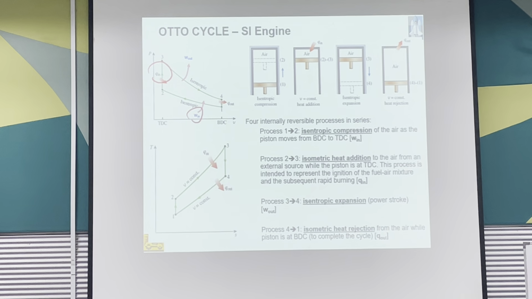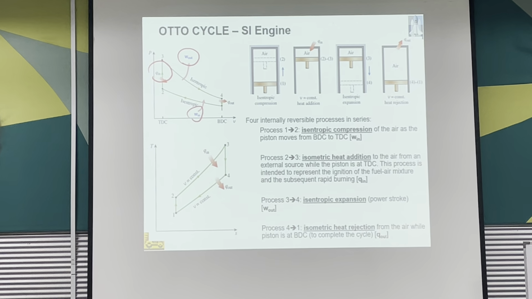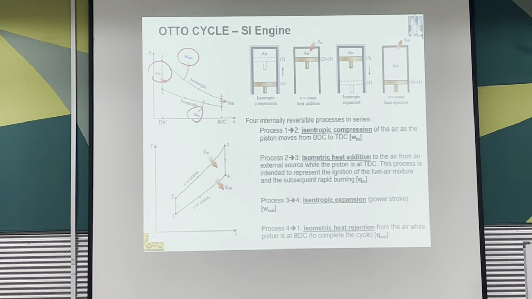So the expansion process is usually a work out process. In most cases it is the process where we generate work, because you are pushing the piston, which will move other things, and then that will generate work. So expansion processes are usually work out processes. And then after that, lastly, constant volume heat rejection, so Q out.